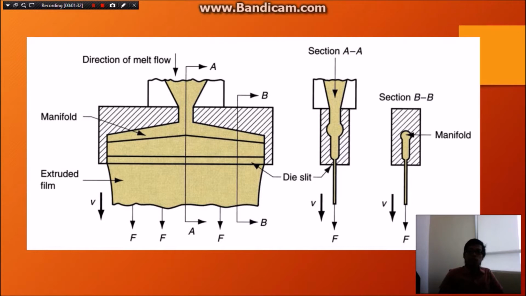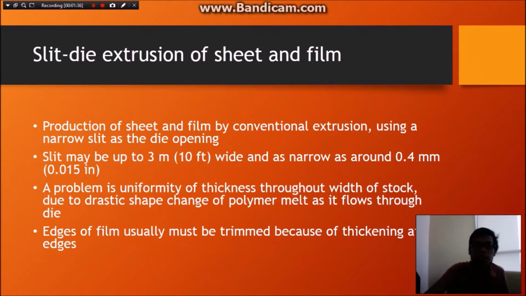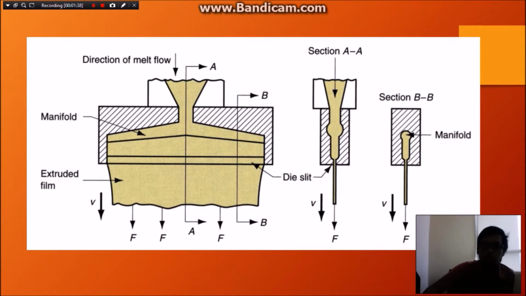This is the photo about the process, slit die extrusion. They have section A and section B.